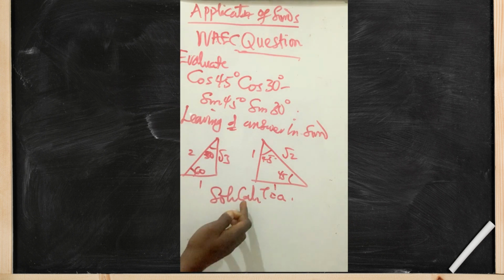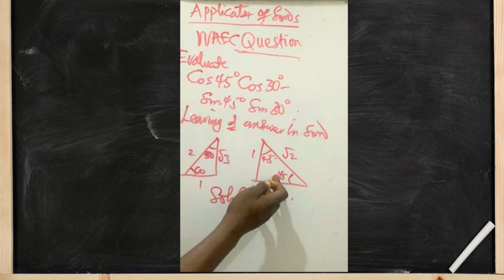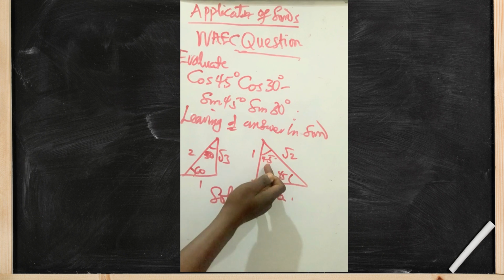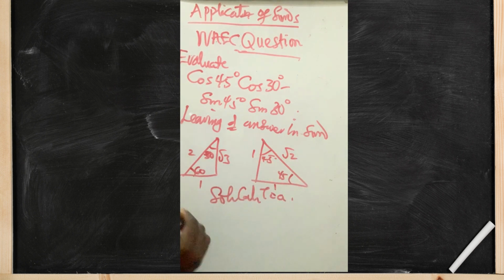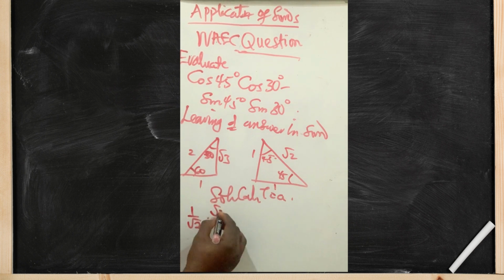cos45 is adjacent over hypotenuse. Whichever way you consider it, this is adjacent over hypotenuse. So either way, it is 1 over root 2, multiplied by cos30, adjacent over hypotenuse, that's root 3 over 2.